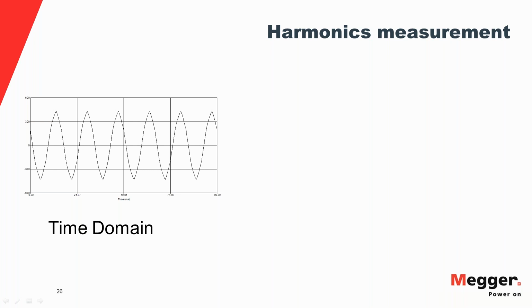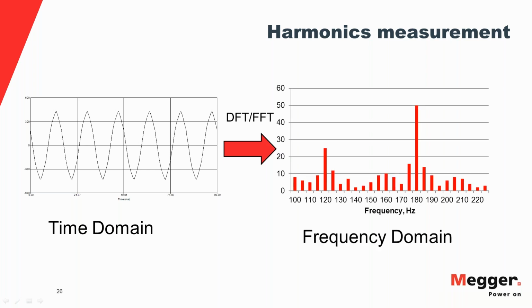So how is the conversion done from time domain to frequency domain? It's done by a technique called DFT, discrete Fourier transform, or a faster version of it called fast Fourier transform. When you analyze a waveform and do DFT or FFT on it, you get the frequency spectrum of the waveform, and you essentially get different frequency components over a wide range of frequencies.